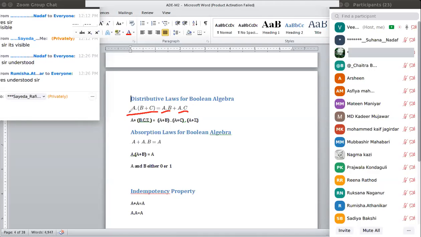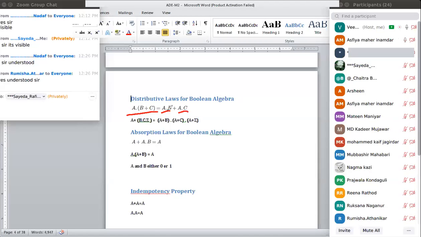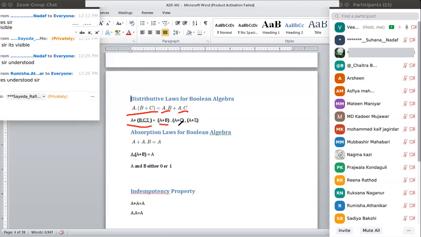So here b plus c is being distributed to a as a dot b and a dot c. If I go for a plus b dot c dot z, then a plus b dot a plus c dot a plus z. It is just a distribution of variables along with other variables.